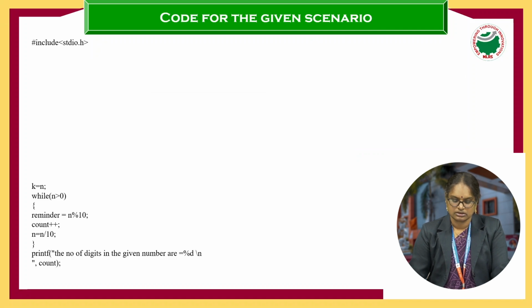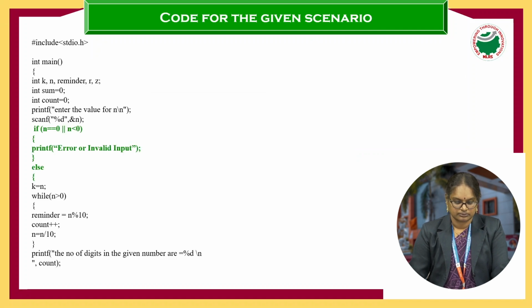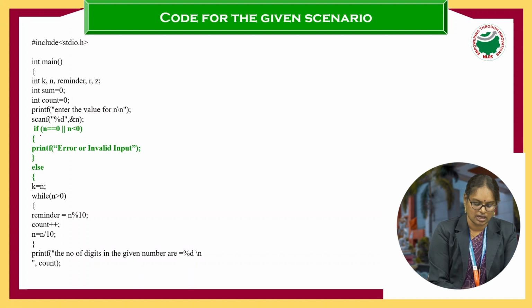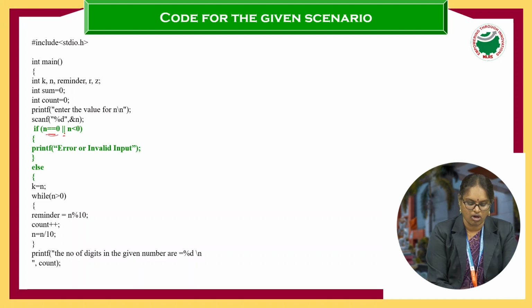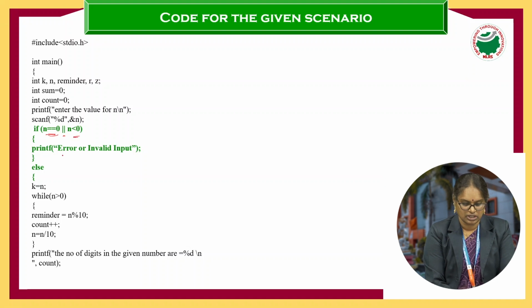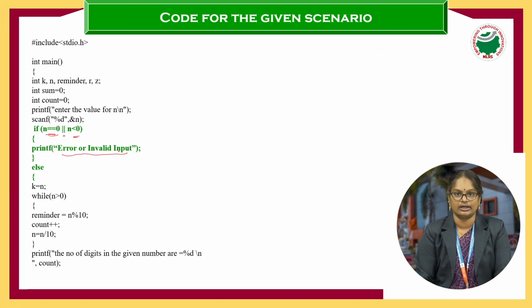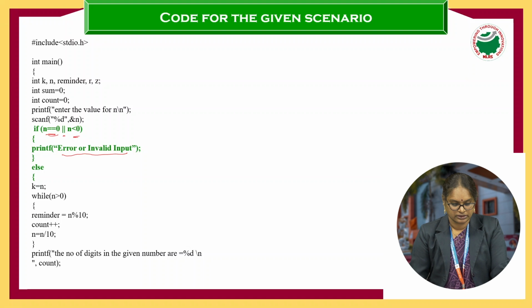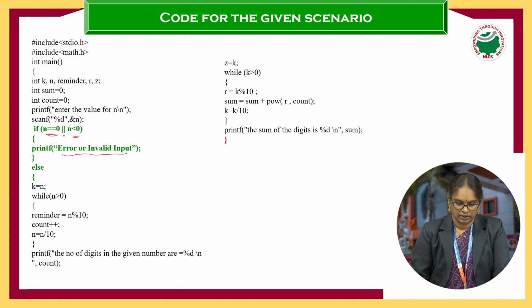Same first part. Here you see I have written if the given n value is equal to 0 or if it is less than 0, it should directly print error or invalid input. Fine till here. And then this is the second part of the code where we have found the powers.